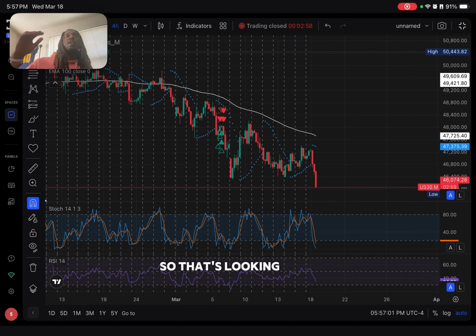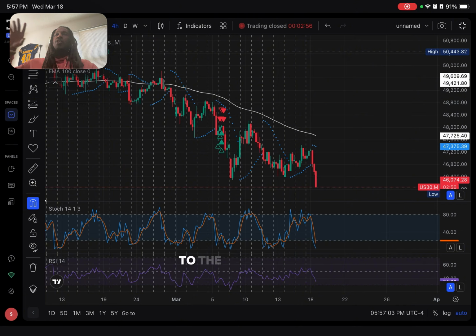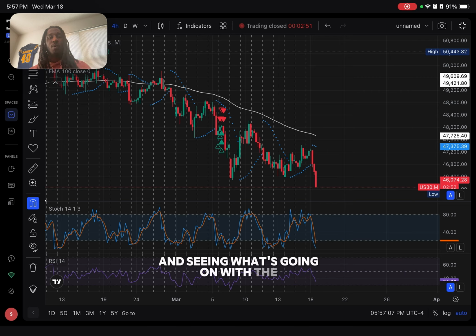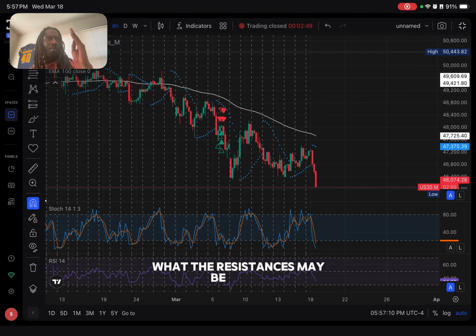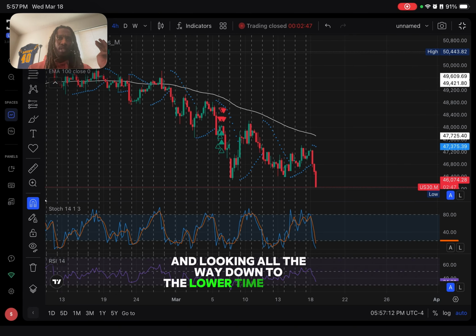That's looking from the higher time frames to the lower time frames. So that's from the daily, the weekly, the monthly, and seeing what's going on, what the trends may be there, what the resistances may be there, and looking all the way down to the lower time frames.